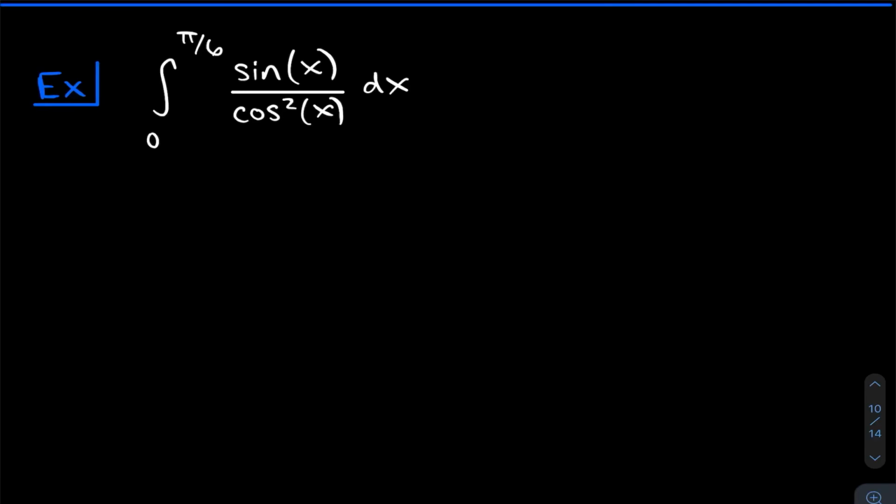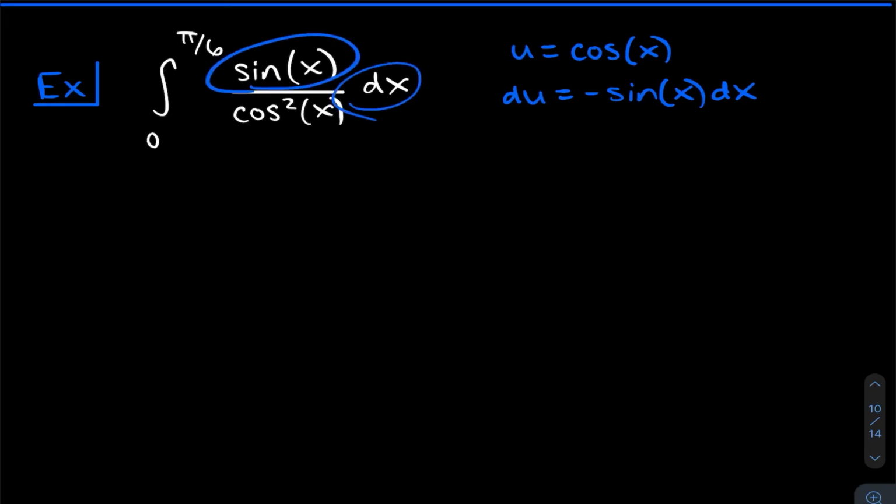And here, if you set your u equal to cosine of x, you want to set it to the thing with the power, because if you have a trig function that has a power of 1, watch what happens. If I do du here, we know that the derivative of cosine is negative sine. And that right there is going to cancel my numerator. And now I have a 1 over u squared. You see what I'm saying? So that's what I would do here.